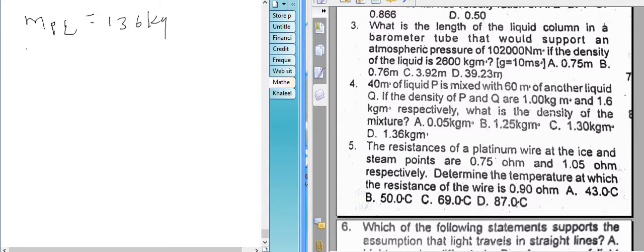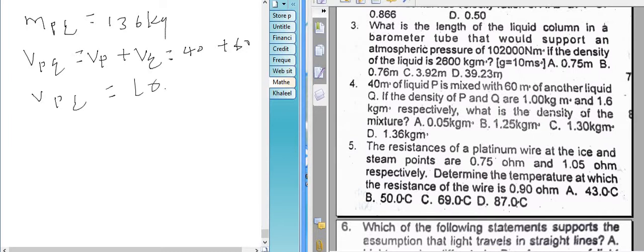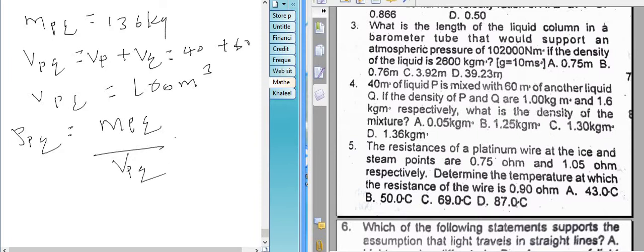So let us find the volume of the mixture, that is volume of PQ, which is equal to the volume of component P plus volume of component Q, which is equal to 40 plus 60. So the volume of the mixture is equal to 100 meter cube. Therefore, the density of the mixture is equal to the mass of the mixture over the volume of the mixture. So the mass is 136 over the volume of the mixture, which is 100. So this is equal to 1.36 kilogram per meter cube. So here, option D is 1.36, which is the answer. So the answer is option D.